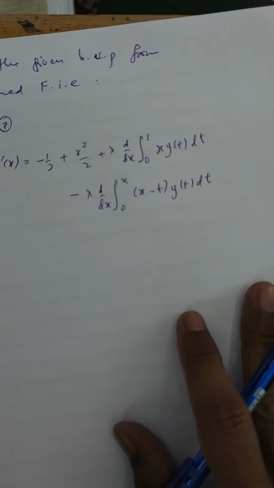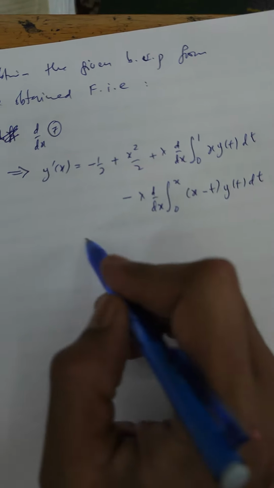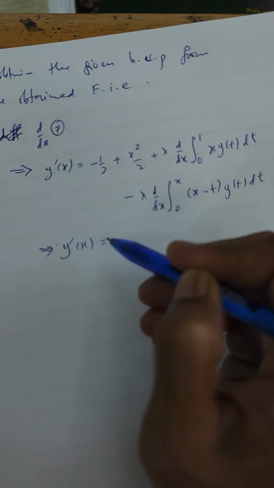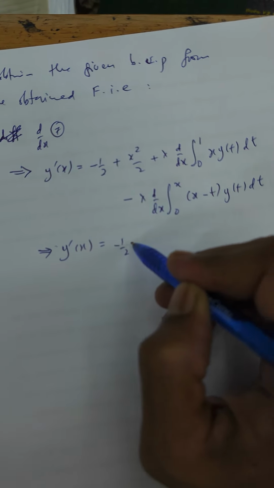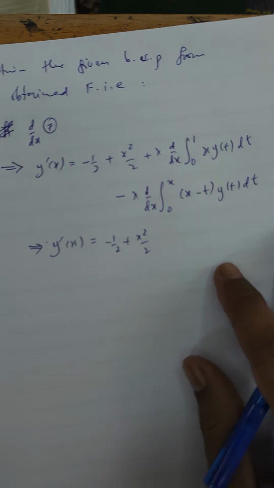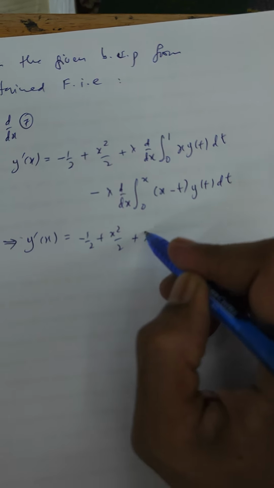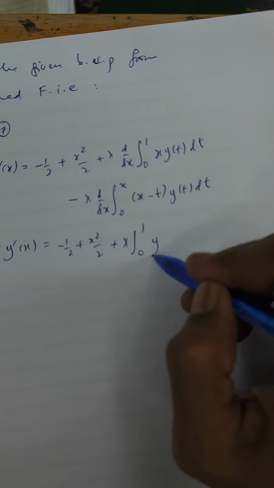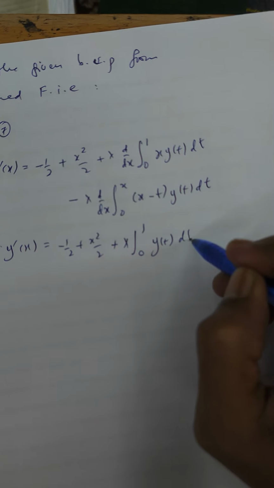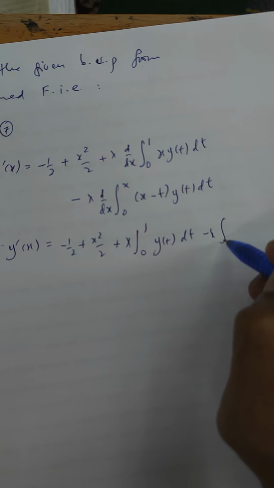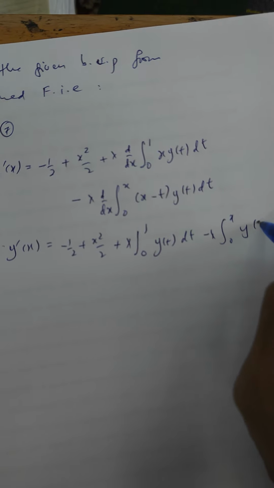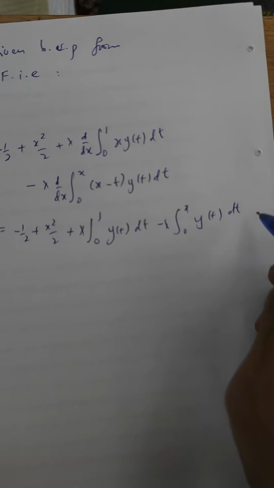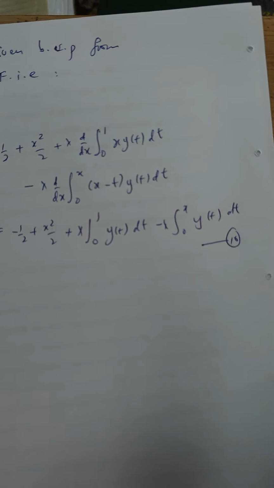Okay, you can rearrange this. That will give you y prime x. This is equal to minus half plus x squared over 2 plus we have lambda integrate 0 to 1. You can perform this integral. So we have y(t) dt minus lambda integrate 0 to x y(t) dt. Okay, so let's call this equation number 10.